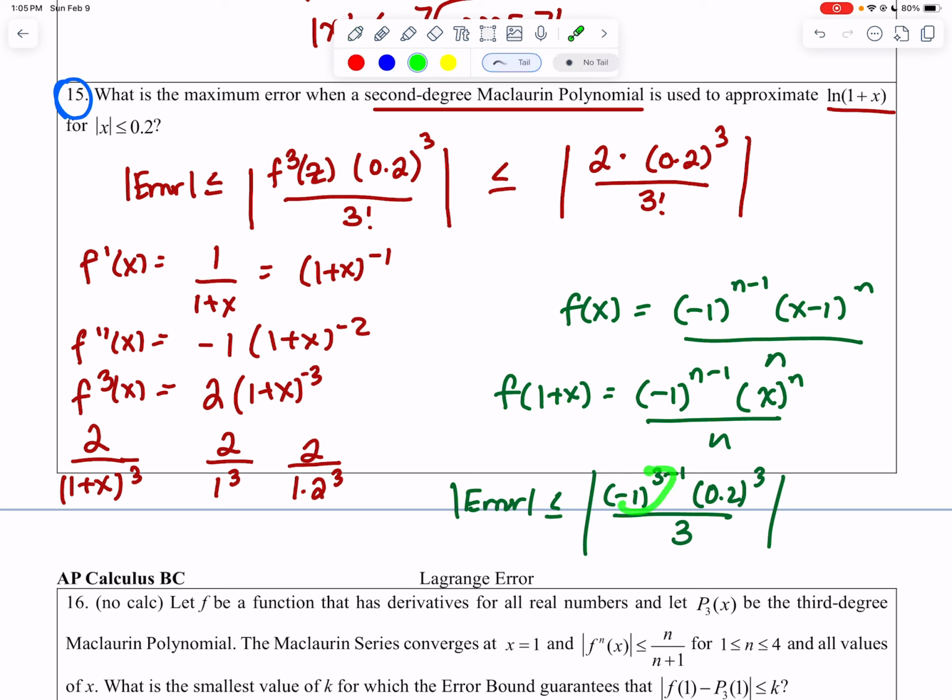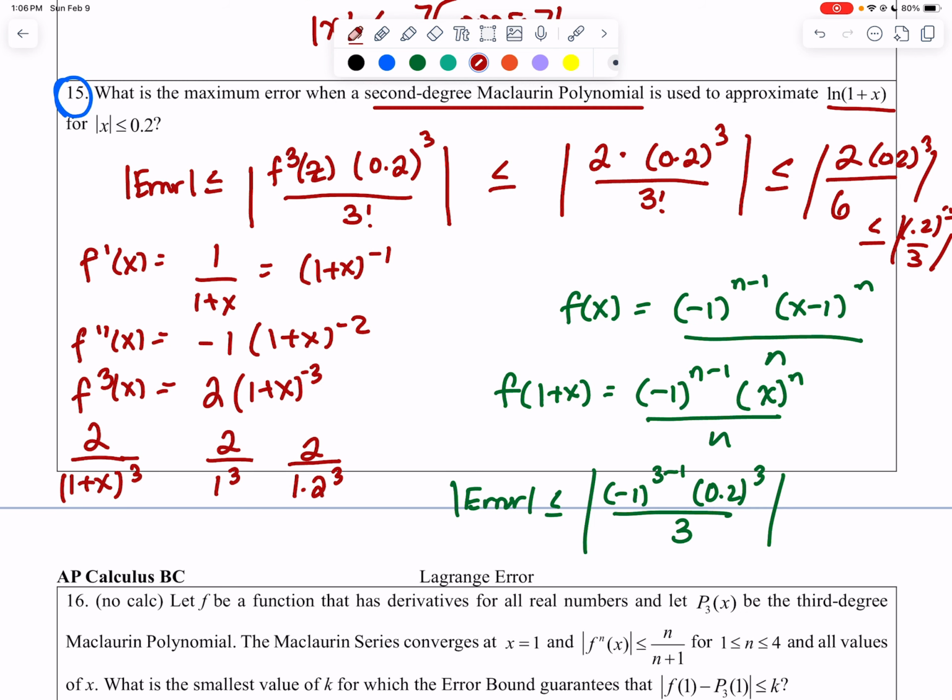And you'll see that this becomes 1, and this becomes 0.2 to the third over 3, which is the same thing as this, because if I were to simplify this right here, I'll get 2 over 6, which is 0.2 to the third over 3, aka the same thing as this lovely thing right here. So using Lagrange or alternating series error, either way works, but just thinking about the AP exam and which one's more efficient, I would probably use alternating series error.